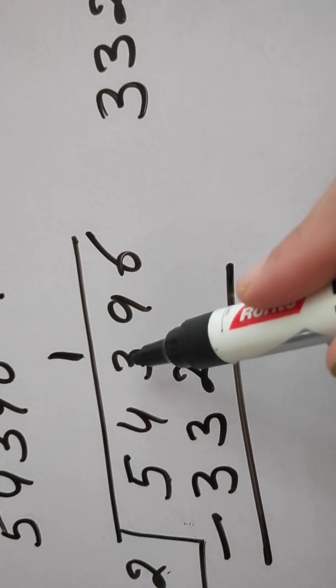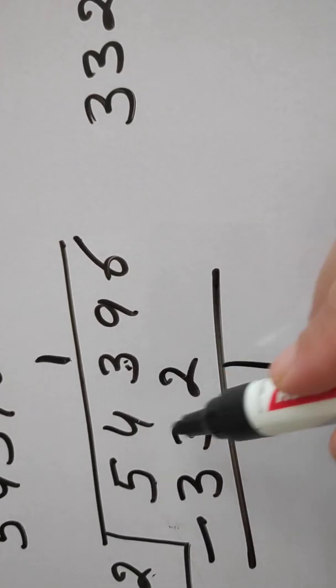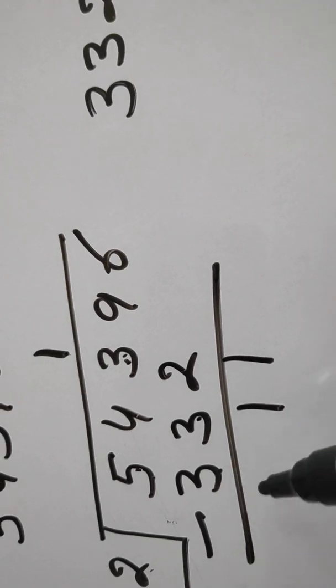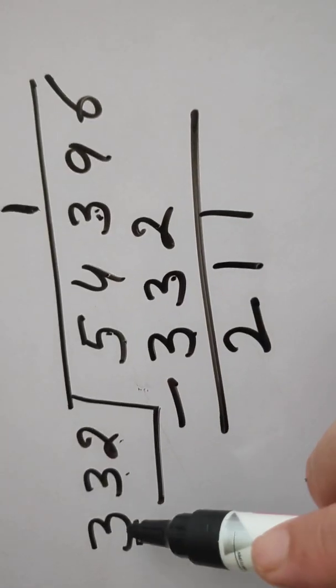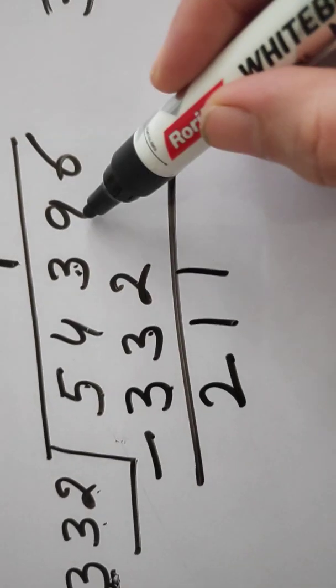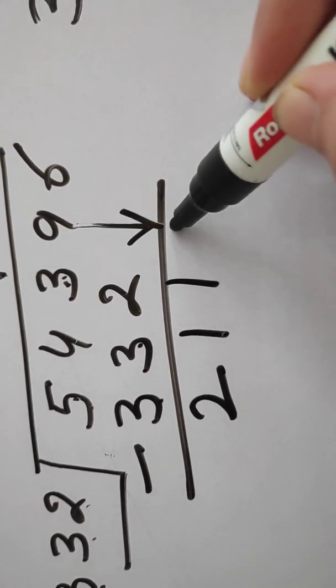Next step is subtraction. 3 minus 2 is 1, 4 minus 3 is 1, 5 minus 3 is 2. The number left is 211 and it is less than 332. So our next step is we will bring down the next number.